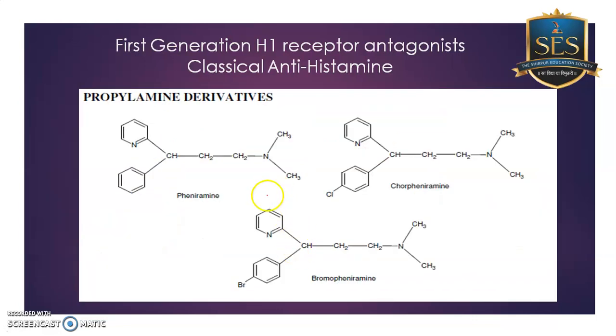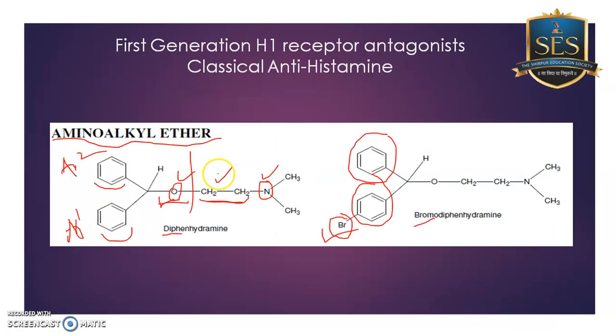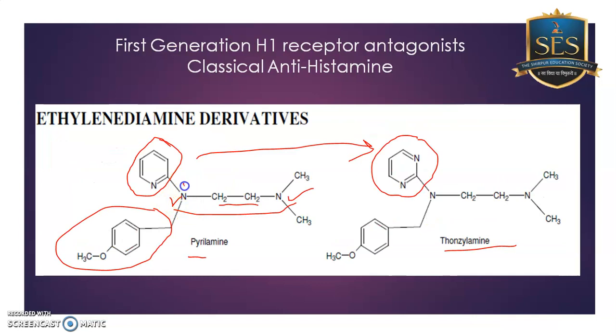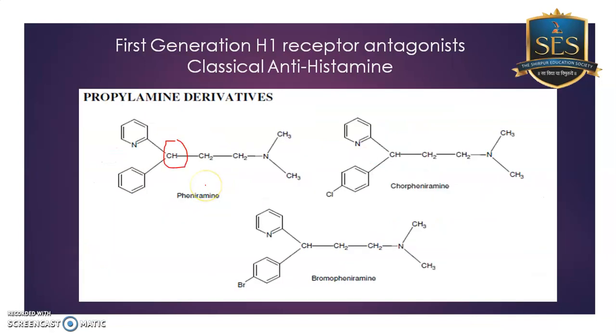The next is where the heteroatom is carbon. In the first side chain the heteroatom was oxygen, in the second the heteroatom was nitrogen, and in this series the heteroatom is carbon. You can see it over here, and hence the name of this side chain is propylamine.